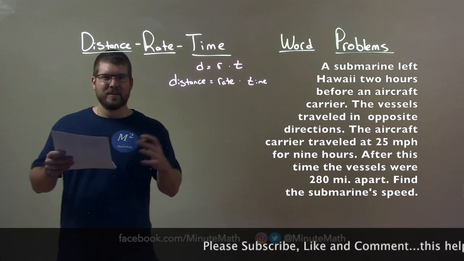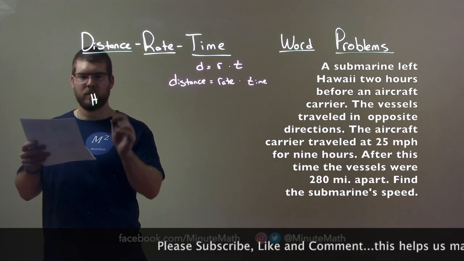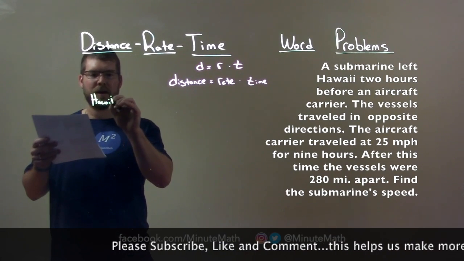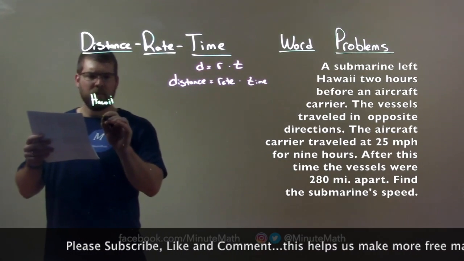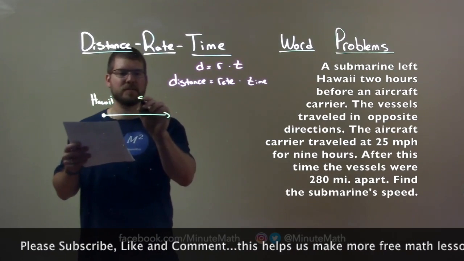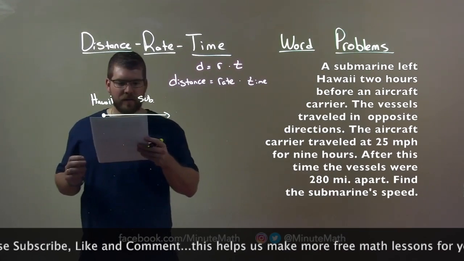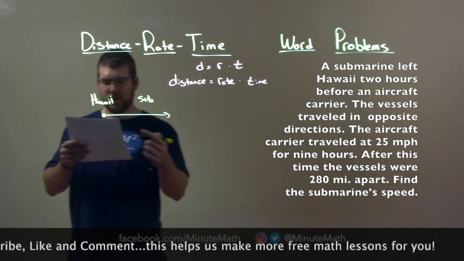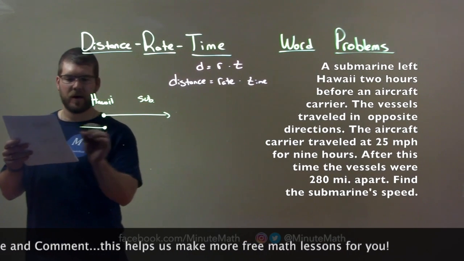So I like to kind of draw a picture. We have Hawaii right here. We have the submarine, so we have Hawaii right here. The submarine traveled in one direction. This is a sub. Then the aircraft carrier traveled the other direction, right? The other direction here. A little dot here.